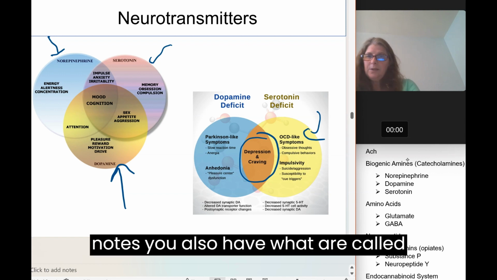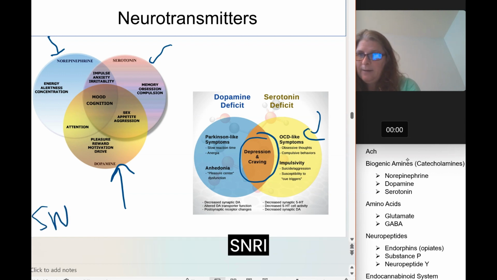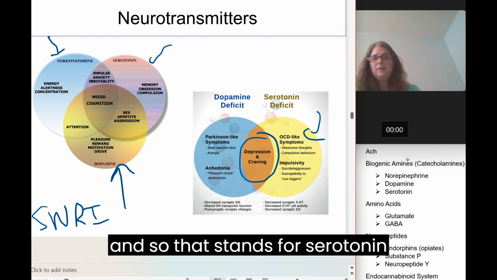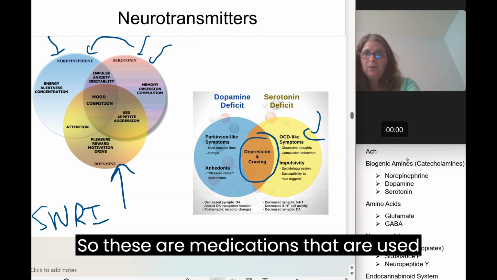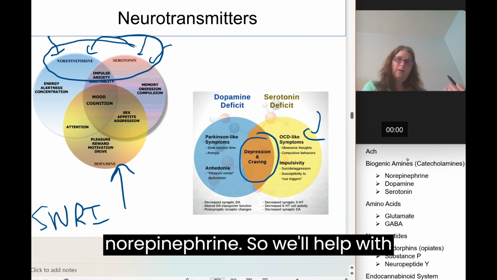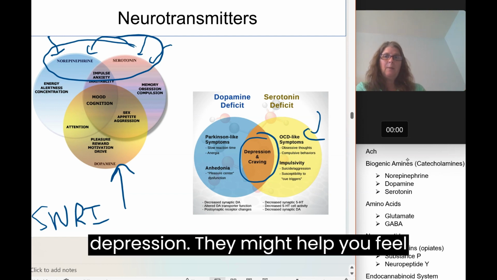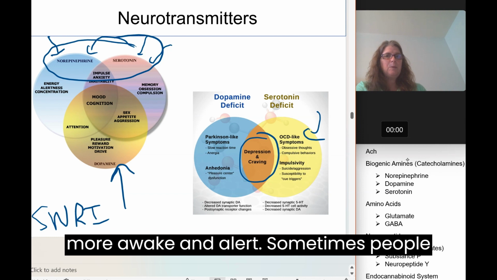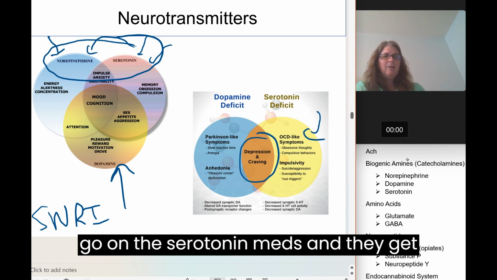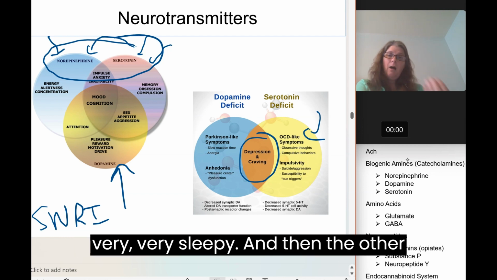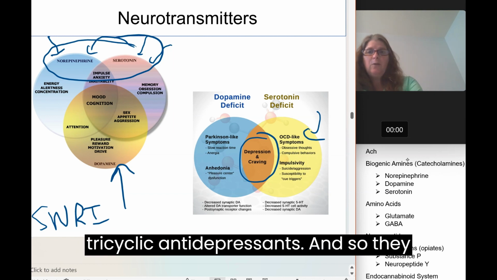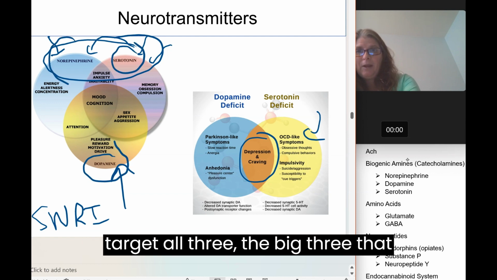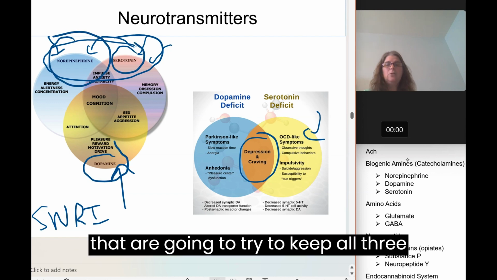Now, in your notes, you also have what are called SNRIs, and that stands for serotonin and norepinephrine reuptake inhibitors. So these are medications that are used to target serotonin and norepinephrine. They'll help with depression. They might help you feel more awake and alert. Sometimes people go on the serotonin meds and they get very, very sleepy. And then the other class used for depression is the tricyclic antidepressants. They target all three, the big three that we're looking at.